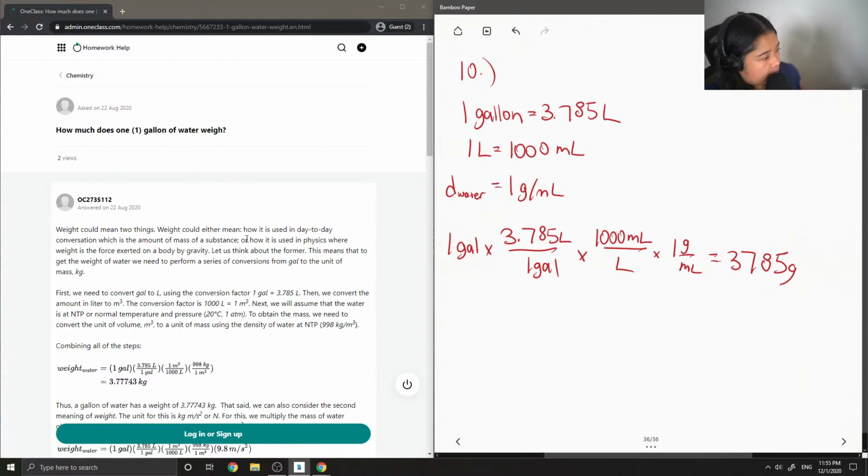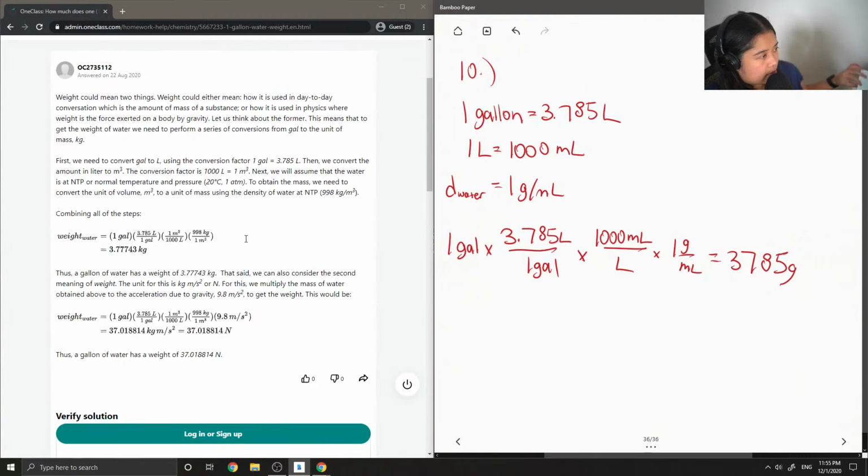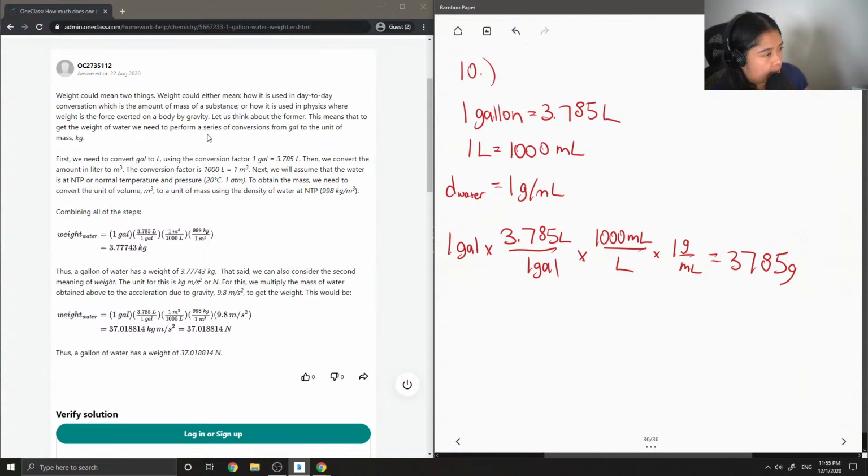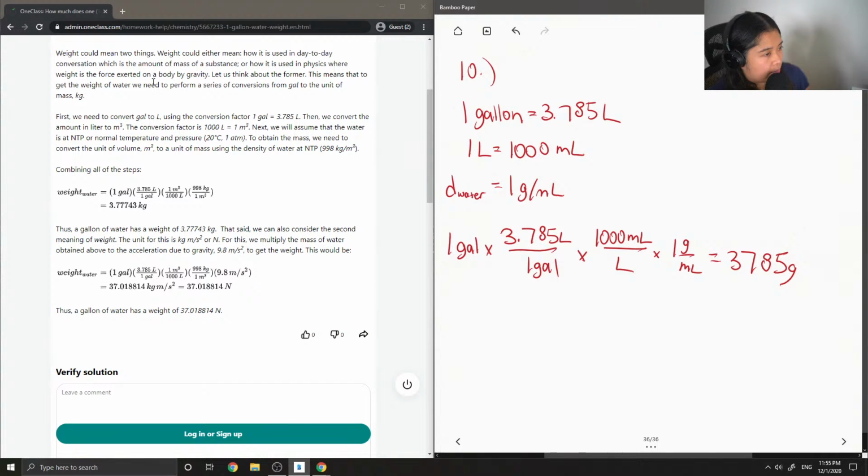Weight can mean two things. Weight could either mean how it is used in day-to-day conversation, which is the amount of mass of a substance, or how it is used in physics, where weight is the force exerted on a body by gravity. Let us think about the former. Okay, so they get the gallons to kilograms using conversion factors. Gallon is equal to 3.78 liters.